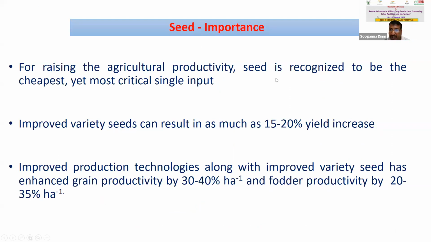For raising agricultural productivity, seed is recognized as the cheapest and most critical input. If you use good quality seed, improved variety seeds can increase the yield by as much as 15 to 20%. This is a very cheap and very critical input in agriculture. Improved production technology coupled with improved varieties has enhanced grain productivity by 30 to 40% per hectare, and fodder productivity by 20 to 35% per hectare.